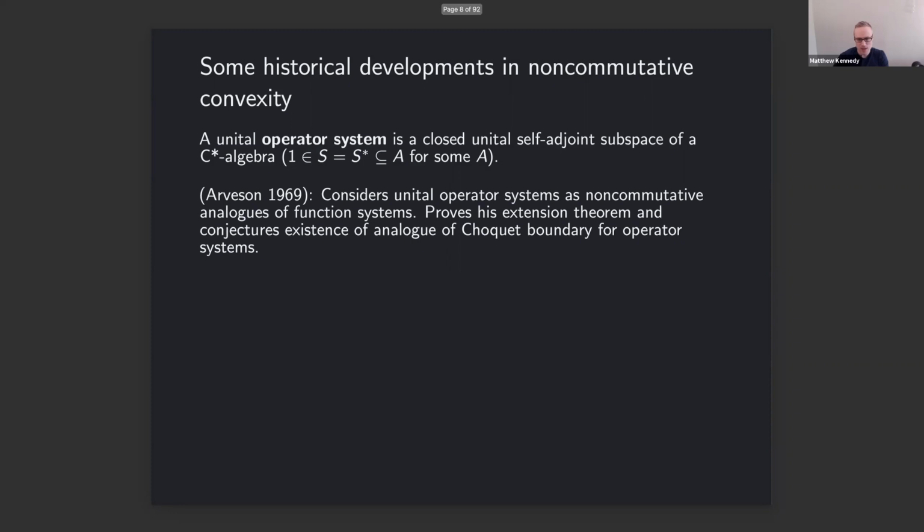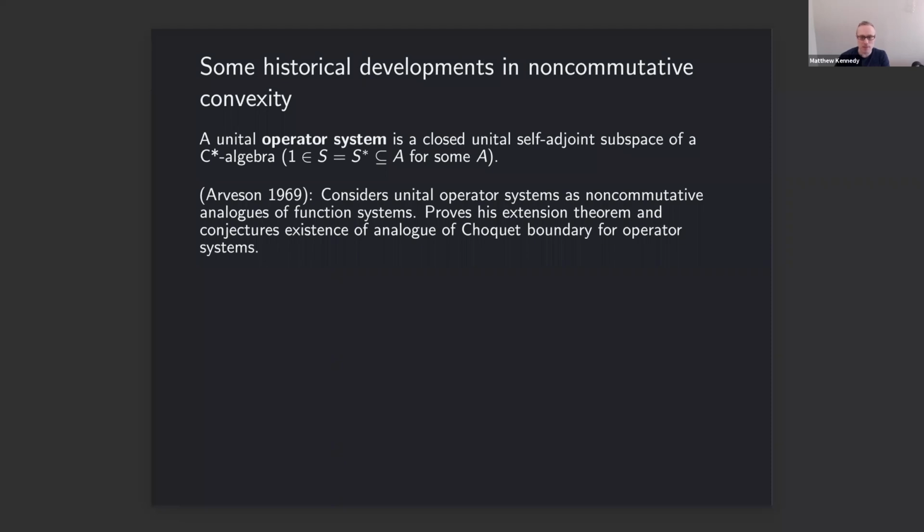And so as I said, in 1969, Arveson considered operator systems really as non-commutative analogs of function systems. So he was particularly interested in proving an analog of the Hahn-Banach extension theorem, the Krein extension theorem, which he accomplished, and we now know as Arveson's extension theorem. And this is the context in which he proved his theorem.